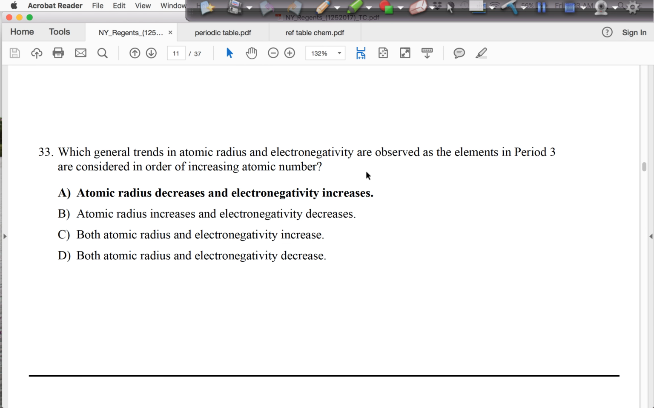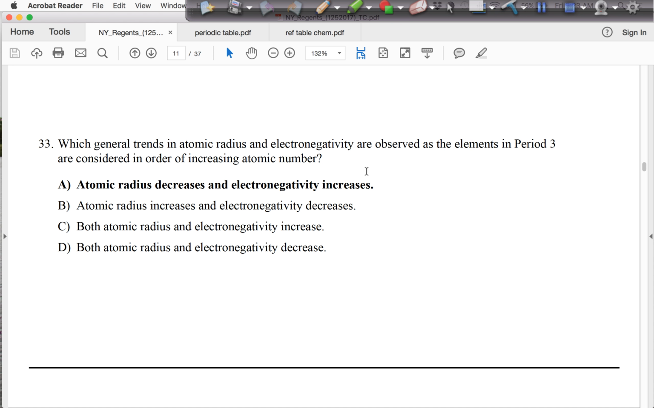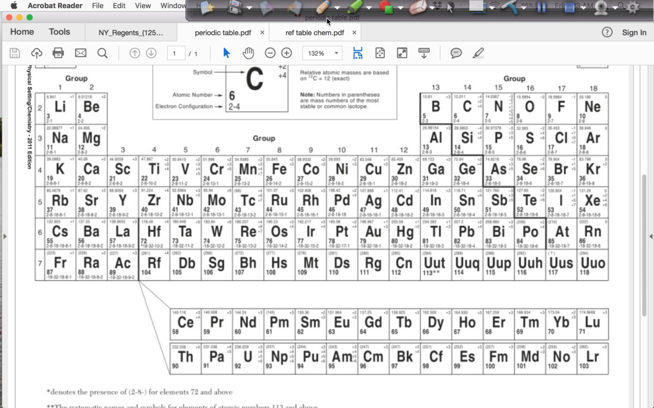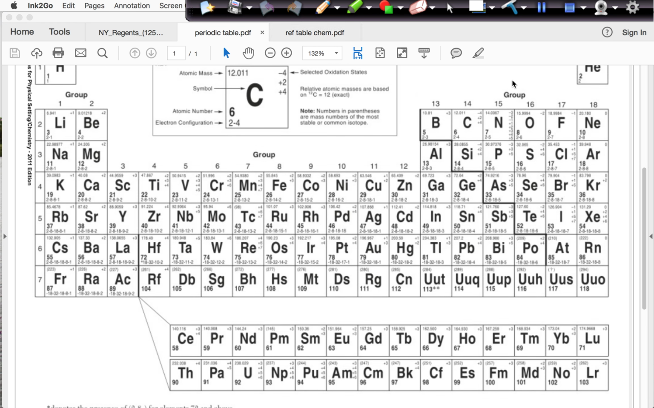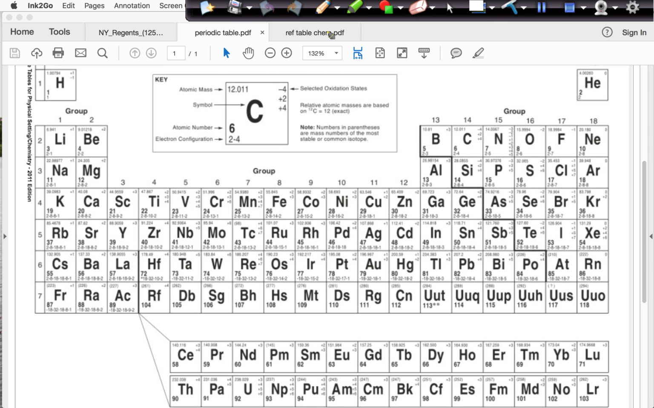Which general trend in atomic radius and electronegativity are observed as the elements in period 3 are considered in order of increasing atomic number? Well, we're going to look at period 3, and remember that when we're talking about periods, we are talking about the horizontal rows. Members of the same period have the same number of shells of electrons, but they're very different from each other.